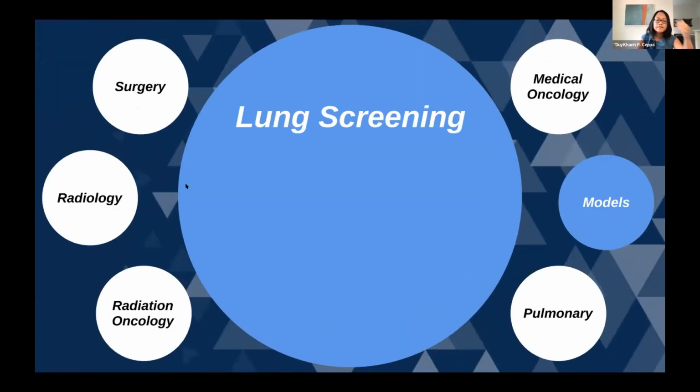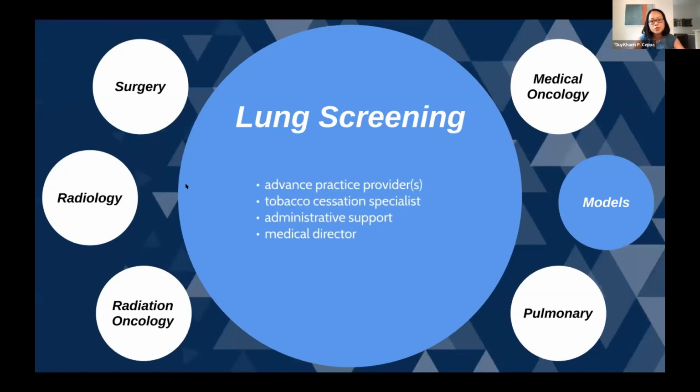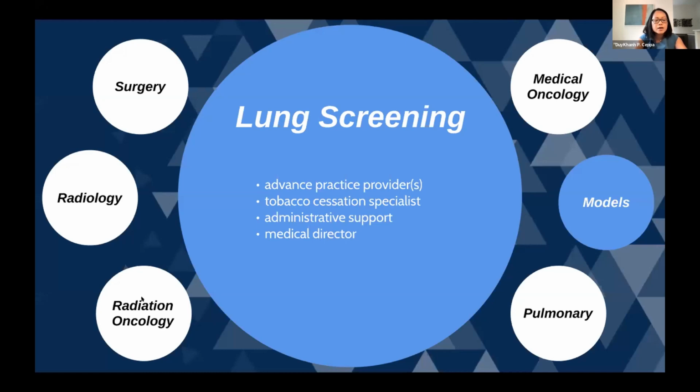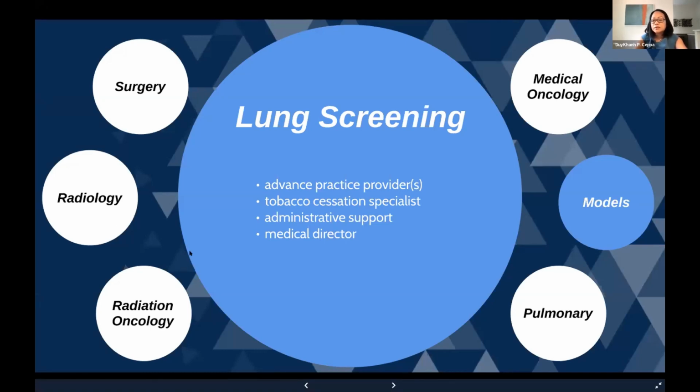So getting into the crux of the team, I've already mentioned the advanced practice provider or providers, depending on how large your team is, the tobacco cessation specialists who can very well be the advanced practice provider who's doing the lung screening, administrative support, and the medical director. Now, CMS has recommended that this all be done in a multidisciplinary fashion. So, having a good representative from medical oncology and radiation oncology so that the patients can be managed appropriately thereafter. We've already talked about the importance of radiology. Dr. Onaitis spoke very highly of the influence of surgery in lung screening. I can't agree with him more, but at the same time, I think that it's also important that pulmonary has a presence.